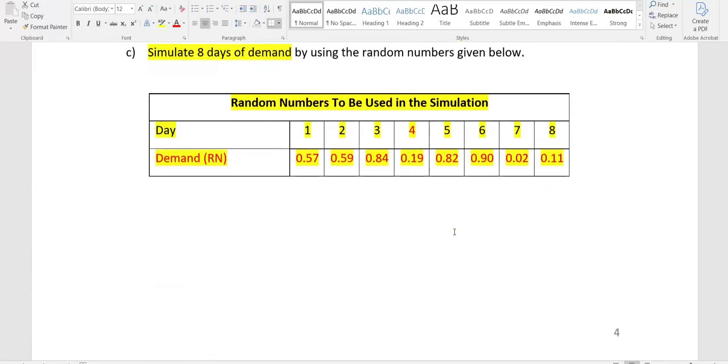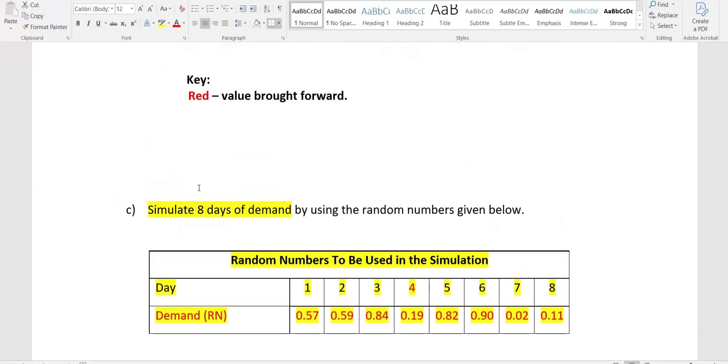All right, so I'm going to move on to the next one then. C says, simulate 8 days of demand. In other words, we're going to predict 8 days of demand for this company's product by using the random numbers given. It says simulate. In other words, predict 8 days of demand by using the random numbers given.